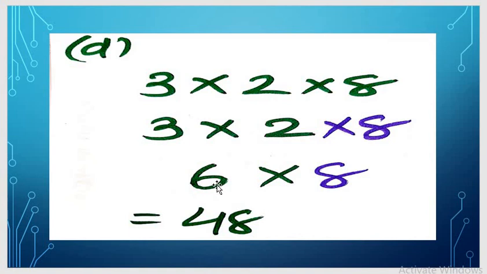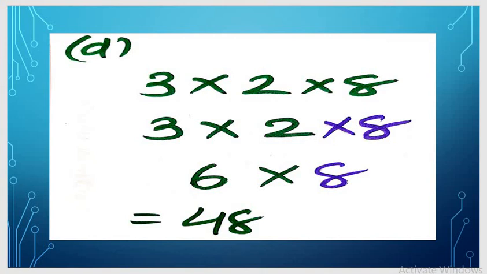Okay students, question number D again, I'll repeat to you: 3 multiplied by 2 multiplied by 8. So 3 multiplied by 2 first, 3 2s are 6, and then 6 multiplied by 8. So 6 8s are how many? 48. 6 8s are 48. Okay, so I hope you all understood.